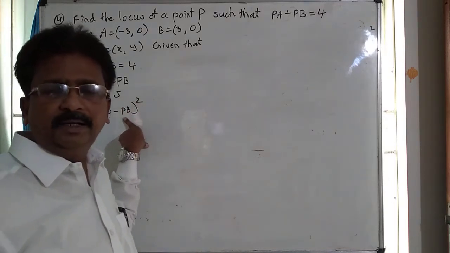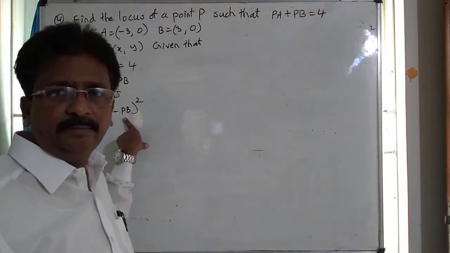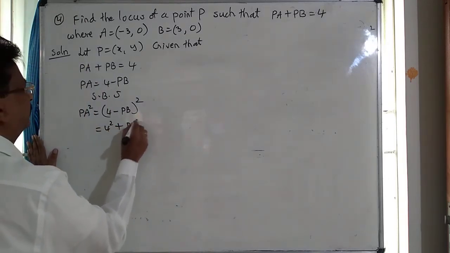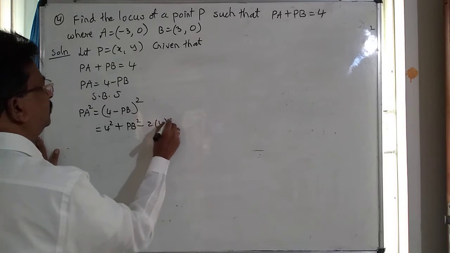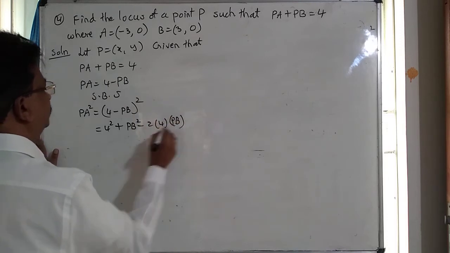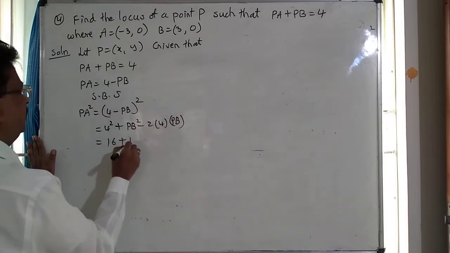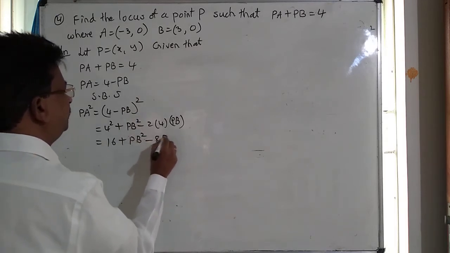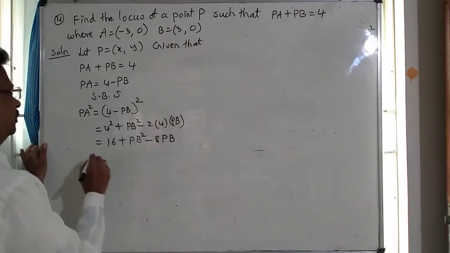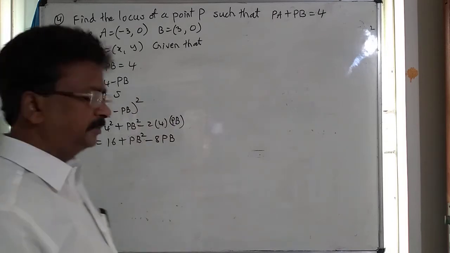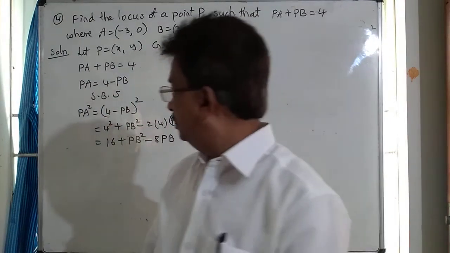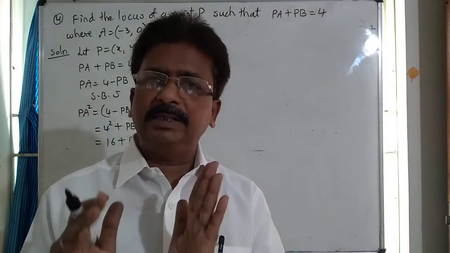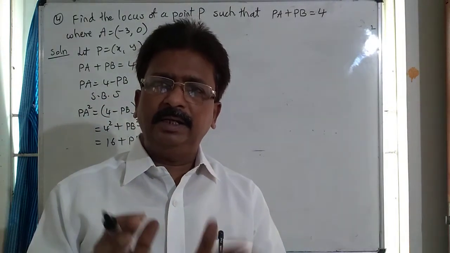We have to expand it in the (a minus b) whole square form. 4 square plus PB square minus 2 into 4 into PB. 16 plus PB square minus 8 into PB. Now let us write the values of PA square and PB square.